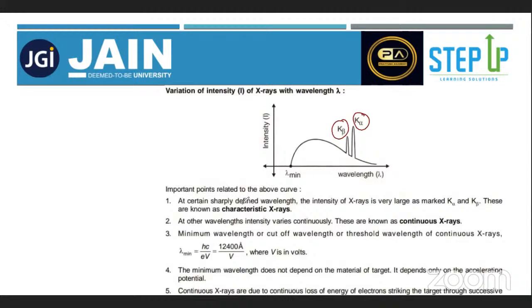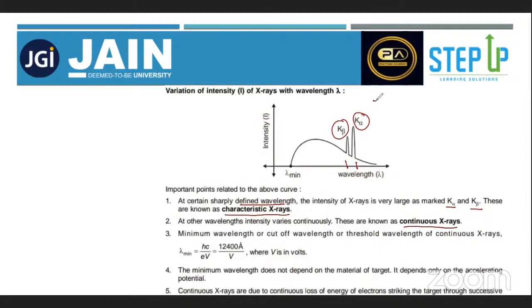At certain sharply defined wavelengths, there will be some wavelength over here where the intensity of X-rays is very large, which is marked as K alpha and K beta. These are known as characteristic X-rays. At other wavelengths, the intensity varies continuously. You can see that it is not constant. So these are known as continuous X-rays.